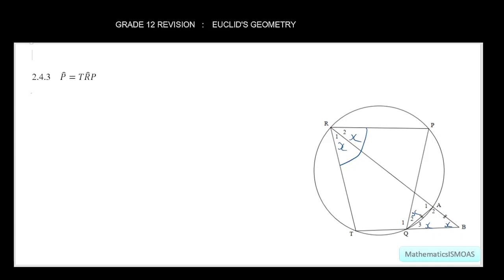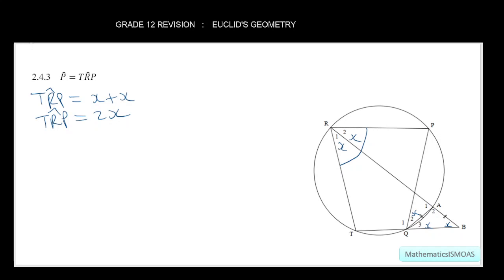We can say TRP is equal to X plus X, which is equal to 2X. Therefore, we need to prove that angle P is also equal to what? 2X. Then we can conclude to say angle TRP is equal to angle P.